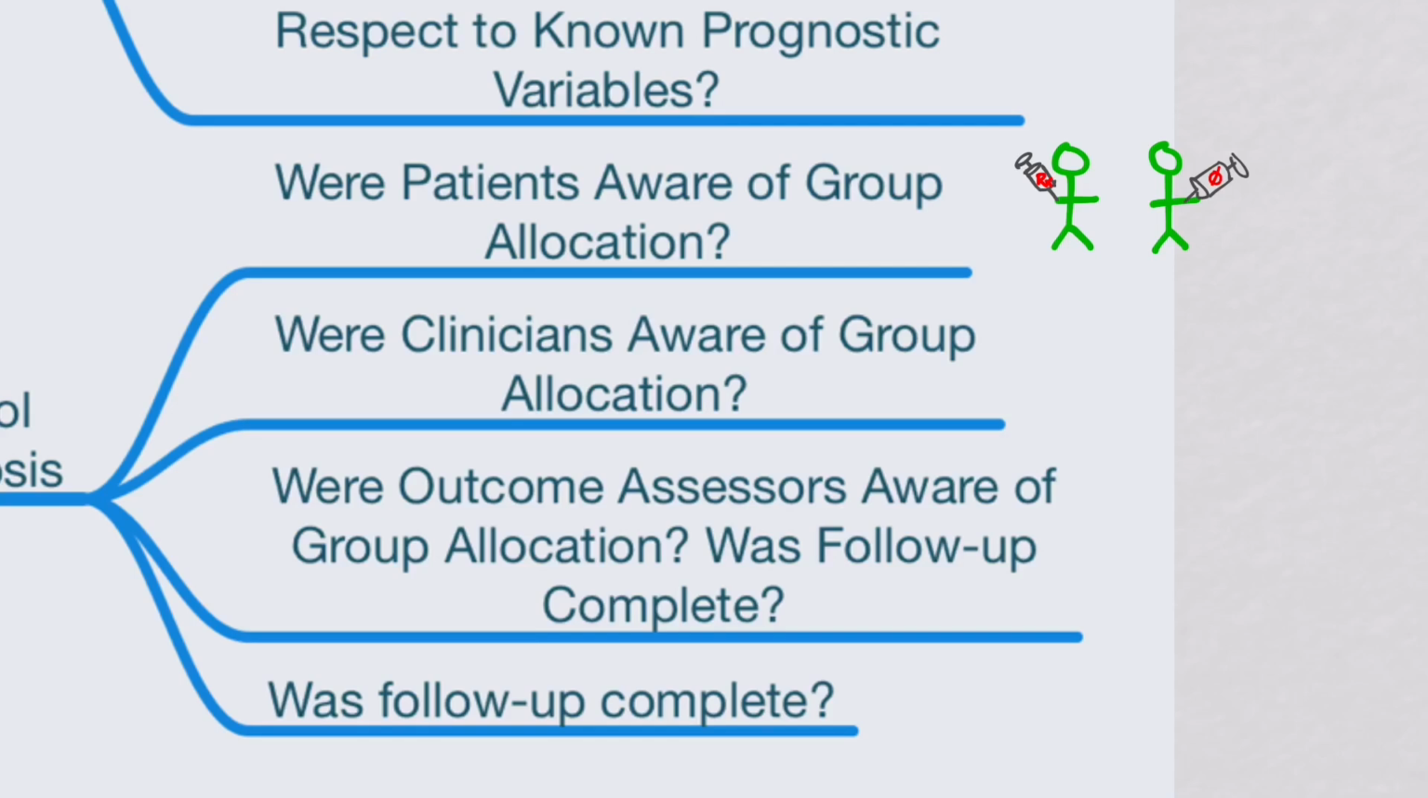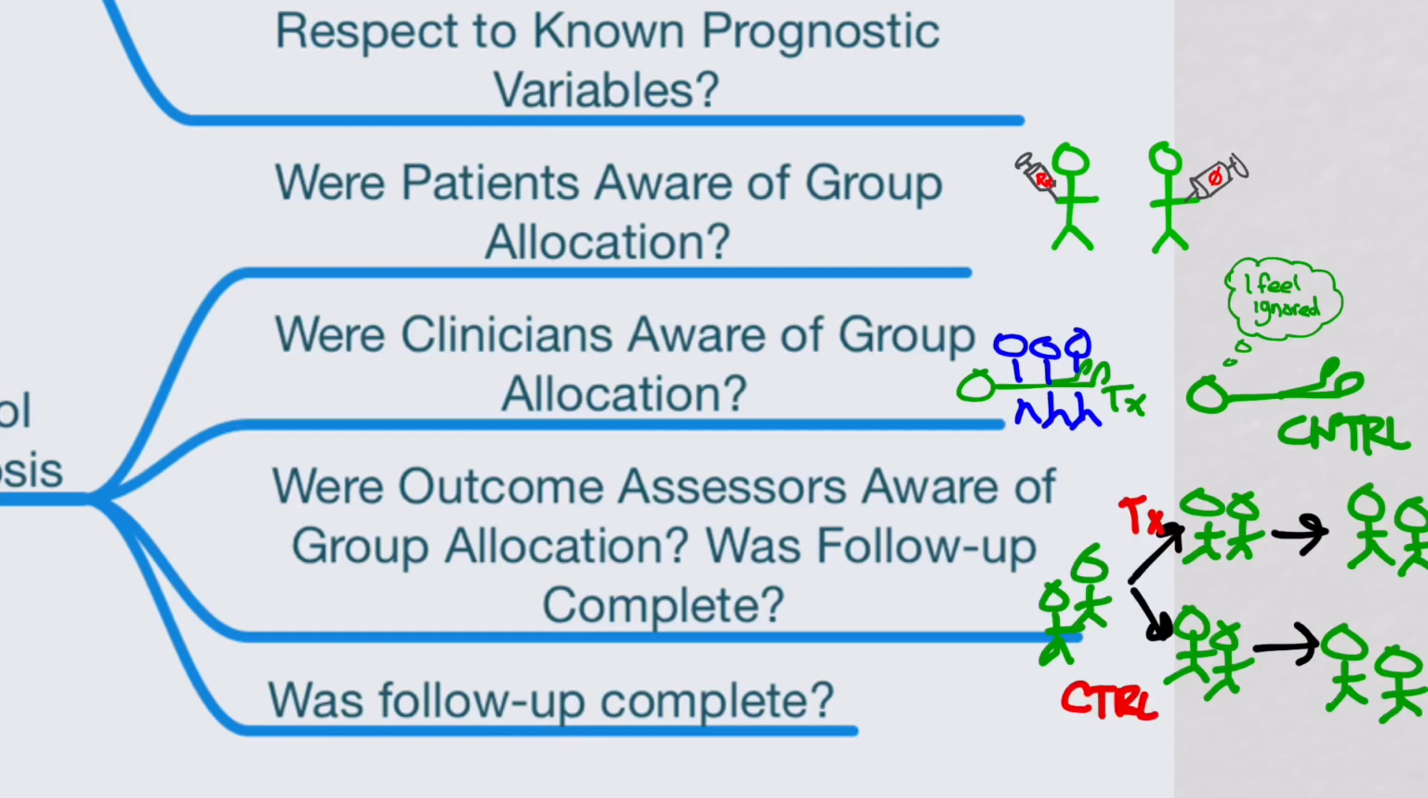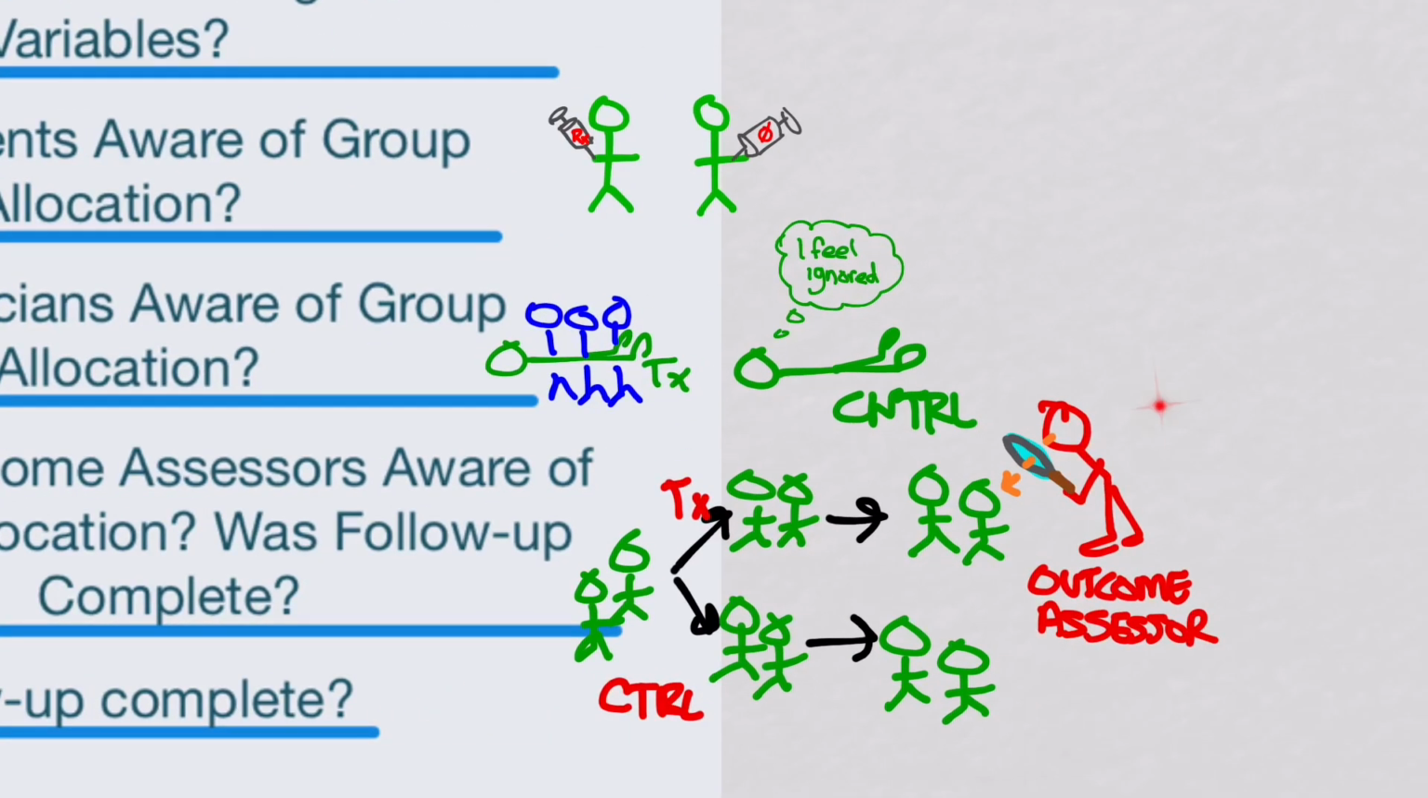All right, the next question. Were the clinicians aware of group allocation? Did they know who got the treatment and who didn't? Maybe the patients who get treatment get a lot of extra attention from the physicians, and the control group gets none. And this extra attention itself, this extra care, might explain the treatment effect that we see. So the people taking care of the patient should not know the difference between who's in treatment and who's in control. And the other person who should not know the difference is the person who is assessing the outcomes, right, between the treatment and the control group.